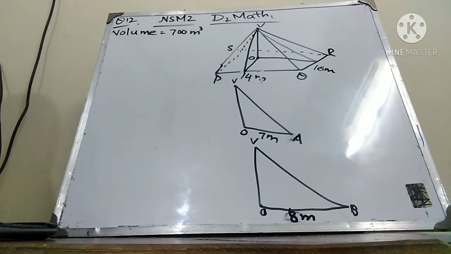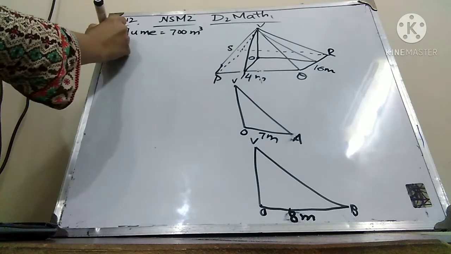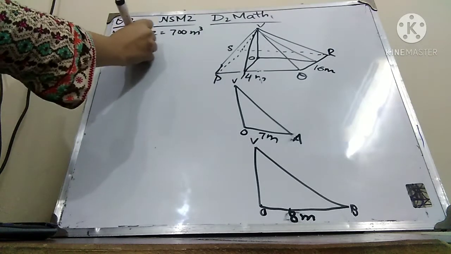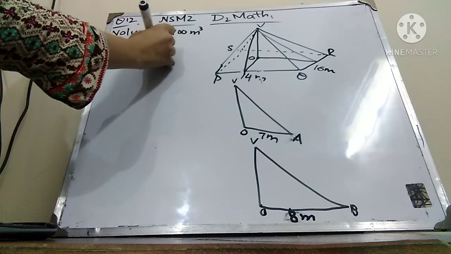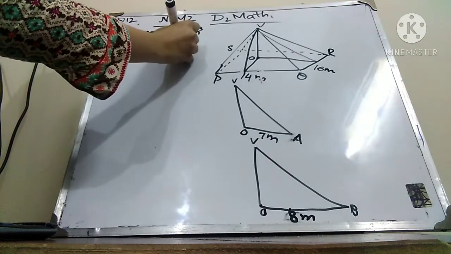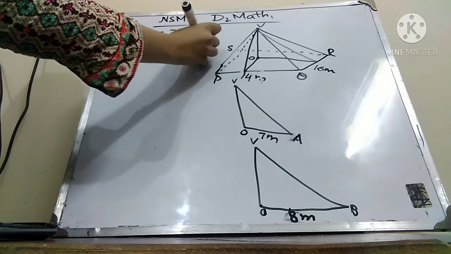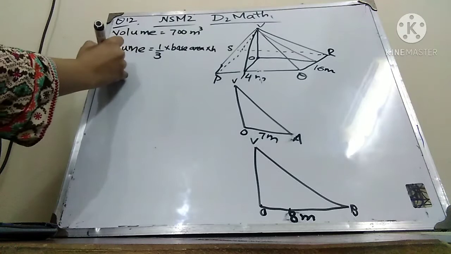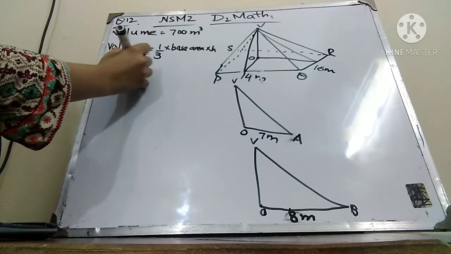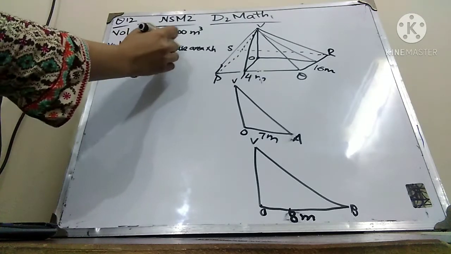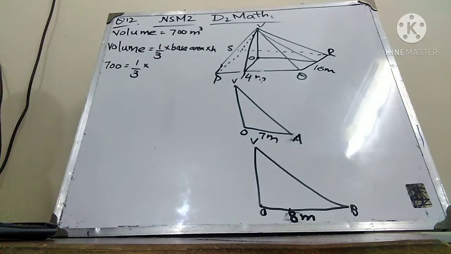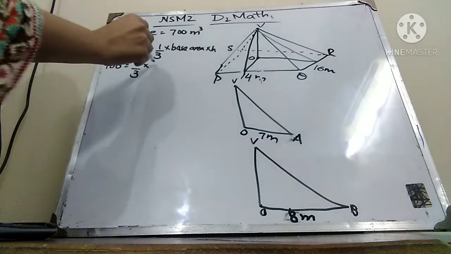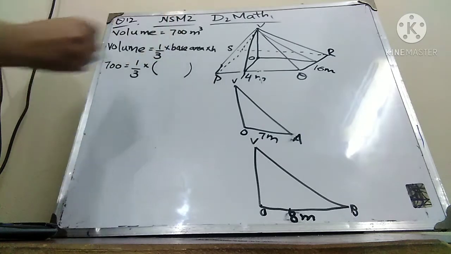First, we will write down the formula to find the volume of the pyramid. The formula is: volume of the pyramid is equal to 1/3 multiplied by base area multiplied by height. Volume is given, that is 700 meter cube. I will write down 700 over here, and 1/3 as it is. Now base area means that you have to find the area of this rectangular part. You know that the formula for the area of the rectangle is length multiplied by width. So here I am going to multiply length and width to find the base area.